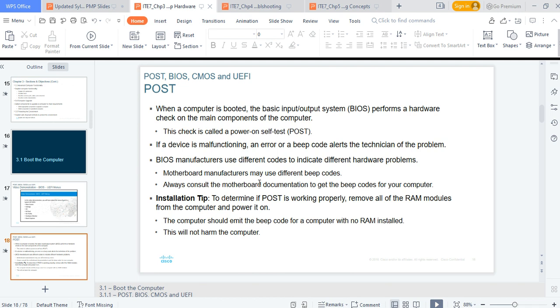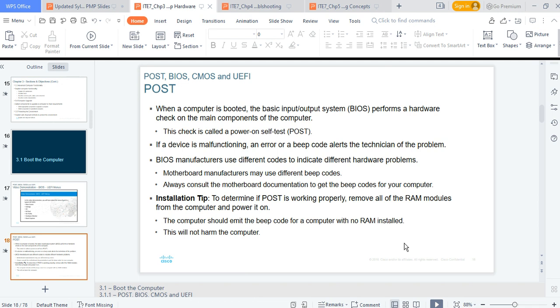So always consult your motherboard documentation to get the beep codes for your computer. You have different beep codes for different computers. Installation tip: to determine if POST is working properly, remove all the RAM modules from the computer and power on. The computer should emit the beep code for a computer with no RAM installed. So if you don't have RAM, it's going to give you a different beep.